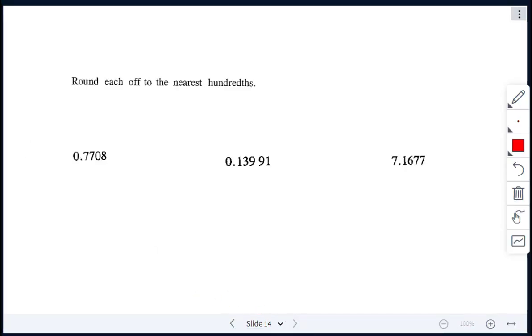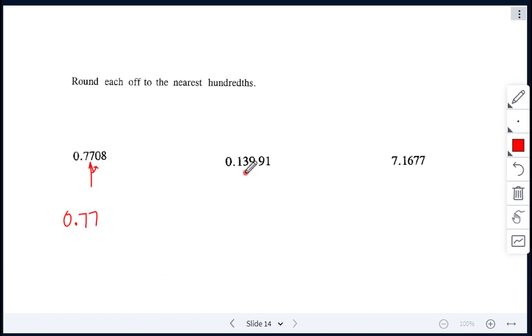All right, last slide, so try these ones. In this case, we are rounding each off to the nearest hundredths. So first one here, we have 0.7708. So we're looking at our hundredths position, that's a 7. Look to the right of it, it's 0. So therefore, we don't have to round up. We are just going to stay as 0.77.